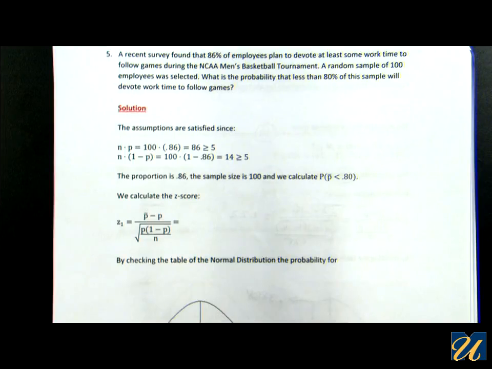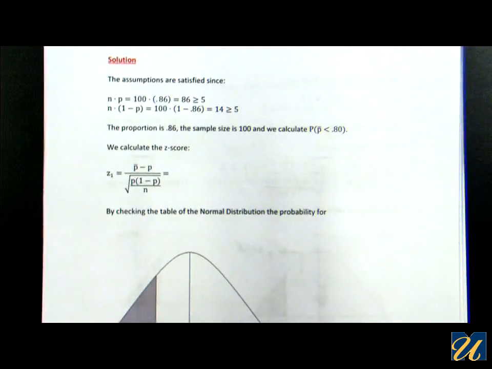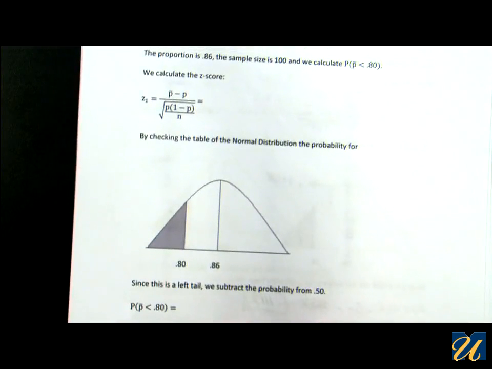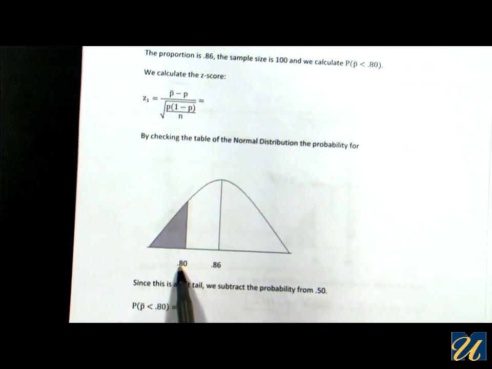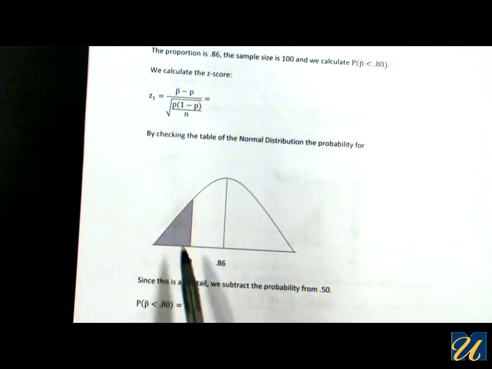The assumptions are satisfied since n times p, which becomes 86, is greater than 5. N times 1 minus p, 100 times 1 minus 0.86, which is 14, is also greater than 5. The proportion is 0.86. The sample size is 100. And we want to calculate the probability that p bar is less than 0.8, less than 80%. So we have p equals 0.86, p bar is 0.8, less than, so I'm looking for a left tail.